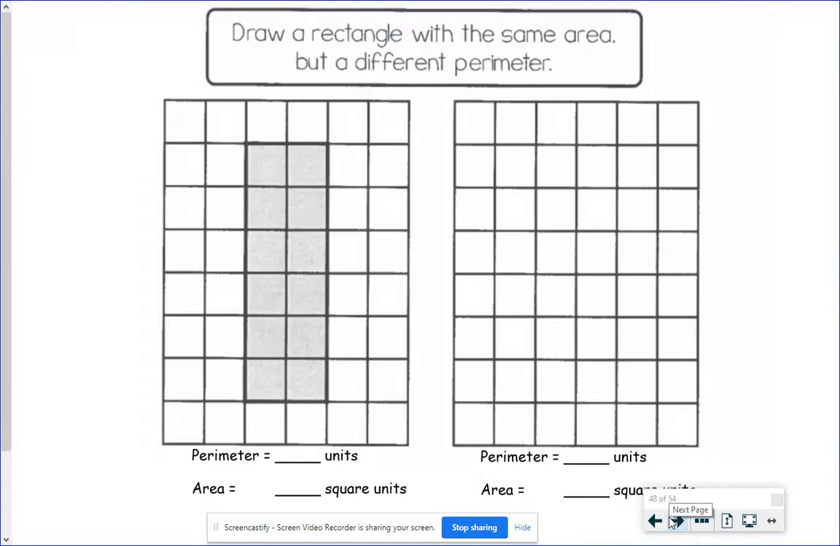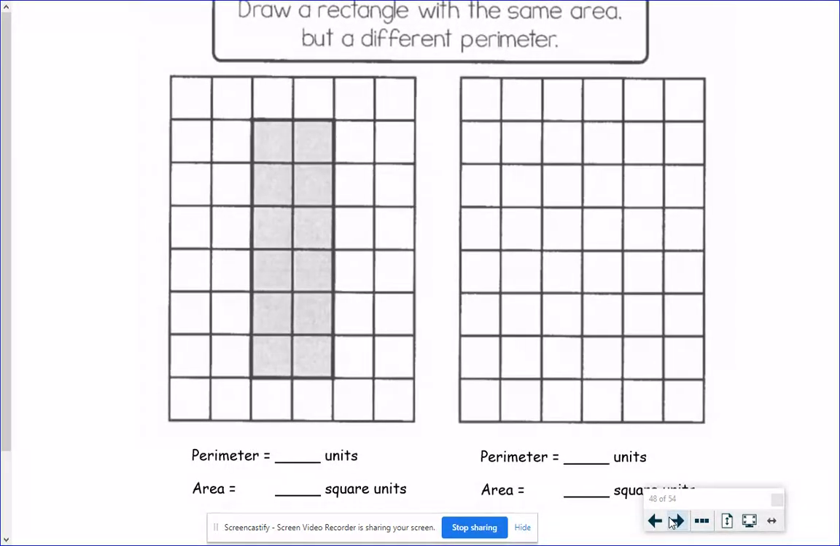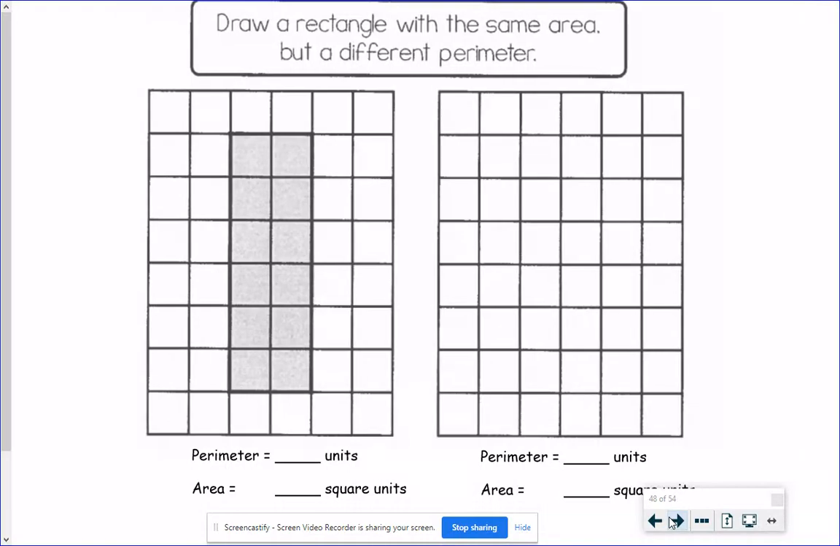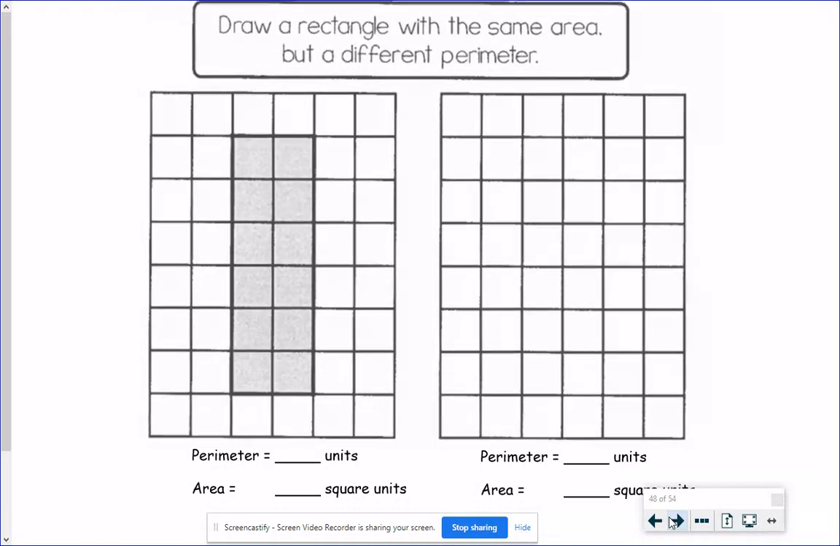Draw a rectangle with the same area but a different perimeter. Same area but different perimeter. So what area do we have? We put it on ink instead of mouse. Sorry about that. The area is 12. 2 plus 6 is 8. 8 plus 8 is 16. Same area, but different perimeter.